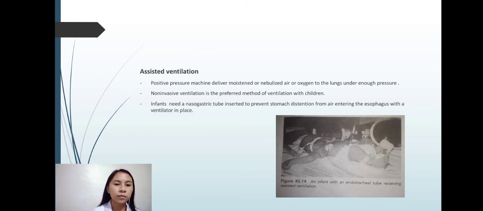And now the assisted ventilation. Assisted ventilation uses positive pressure machines that deliver moisturized or nebulized air or oxygen to the lungs under enough pressure. Non-invasive ventilation is the preferred method of ventilation with children. So, infants need a nasogastric tube inserted to prevent stomach distension from air entering the esophagus with the ventilator in place.